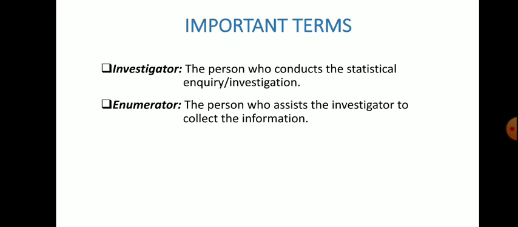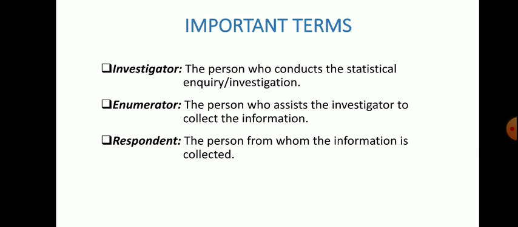Now, who is the enumerator? The second term you need to remember is enumerator. The enumerator is the person who assists the investigator to collect the information, means his or her duty is to assist the investigator. Then respondent. Who is the respondent? The respondent is the person who responds to the question or to the inquiry, the person who is interrogated or from whom the data or the information is being collected.